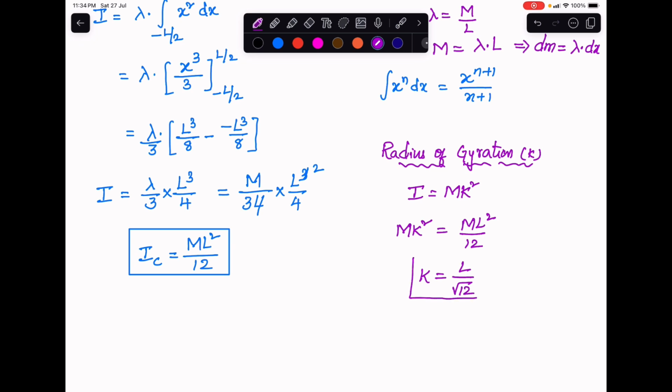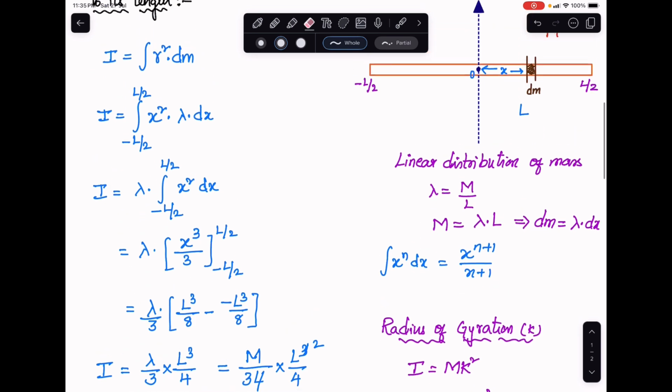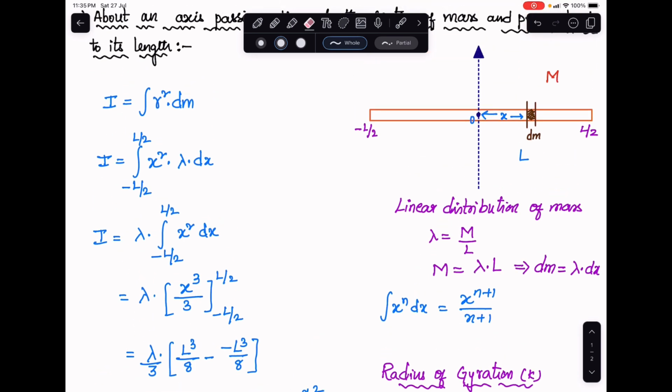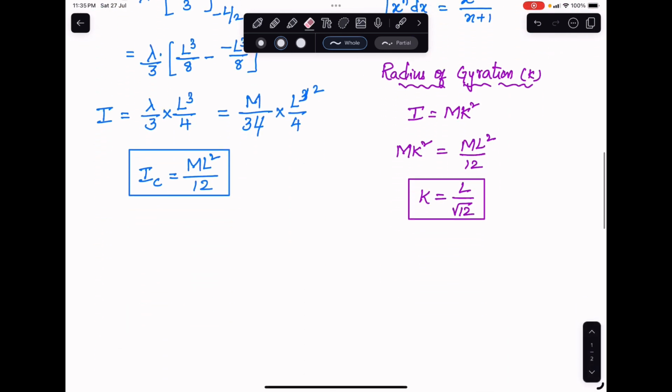What is this radius of gyration? The radius of gyration is simply the distance from the axis of rotation of the point at which the moment of inertia of the total mass is said to be concentrated, and the distance between that point and the axis of rotation we call the radius of gyration. In the figure, if you want to calculate the radius of gyration, for this center of mass and for this center of mass on either half, from the axis of rotation we calculate the distance, and that will be your L by root 12 as your radius of gyration.